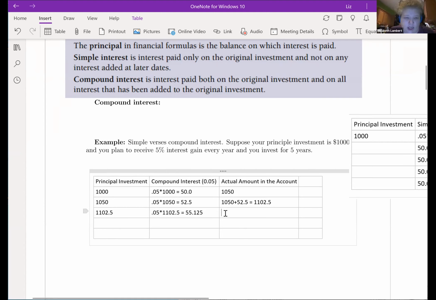And then we add that 1102.5 plus 55.125. And yes, I know we don't have a half a cent, but when it comes to interest, the student loan and the bank will carry these decimals forever because those decimals add up.